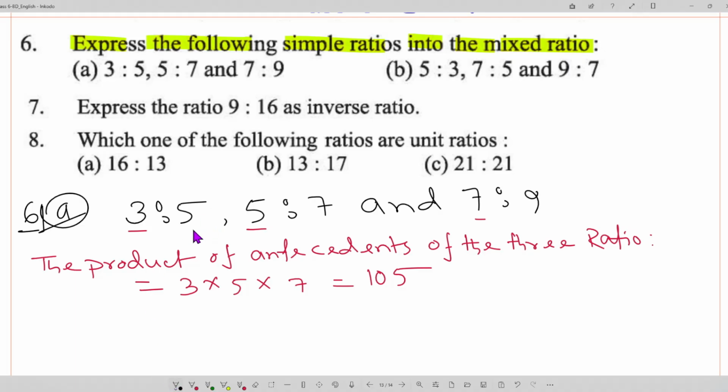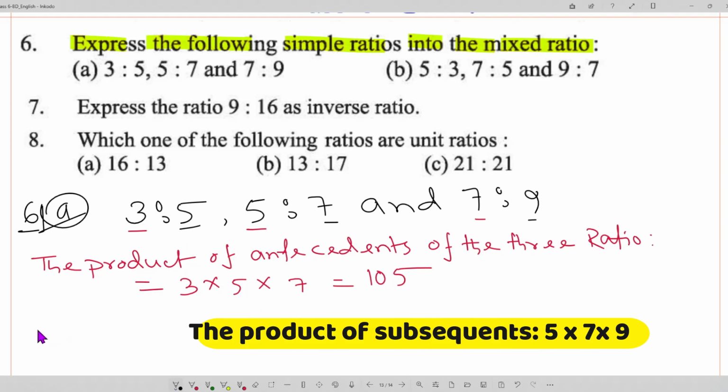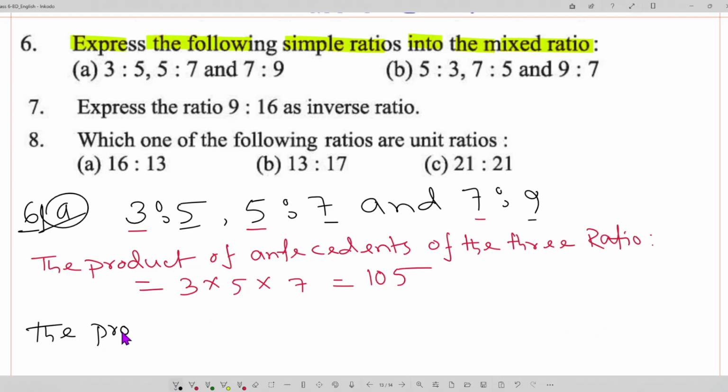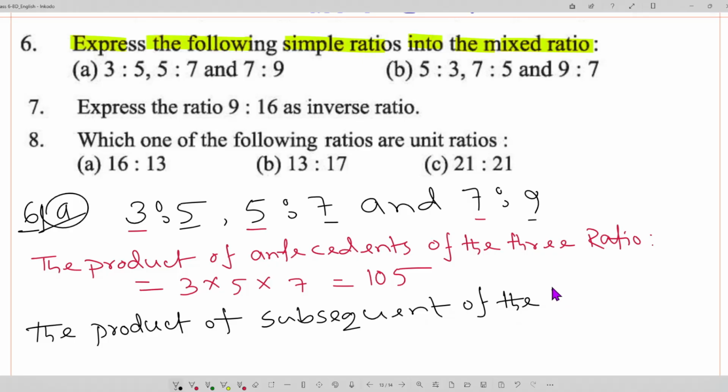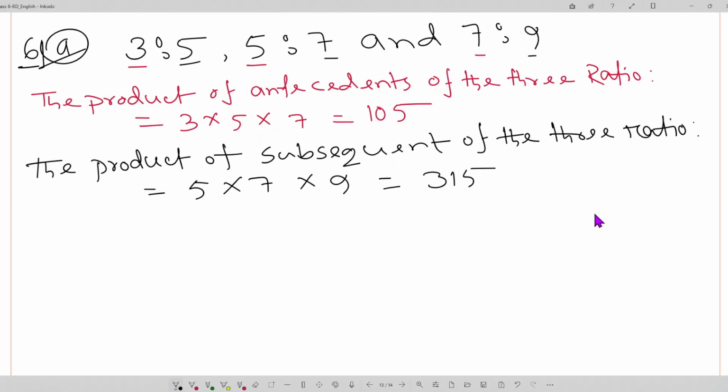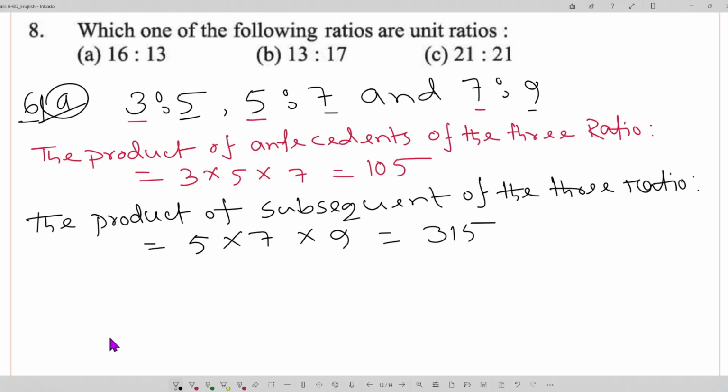Next, now we will multiply the subsequents 5, 7 and 9. So the product of subsequents of the 3 ratios. Okay, so 5 times 7 times 9 equals what? Here is 315. Okay, now we will make the mixed ratio.